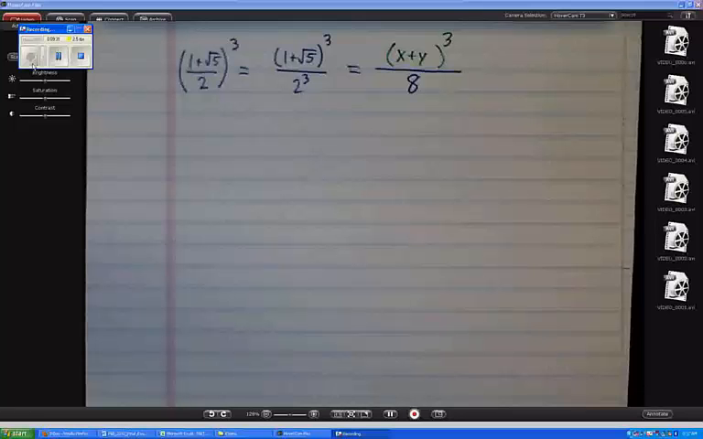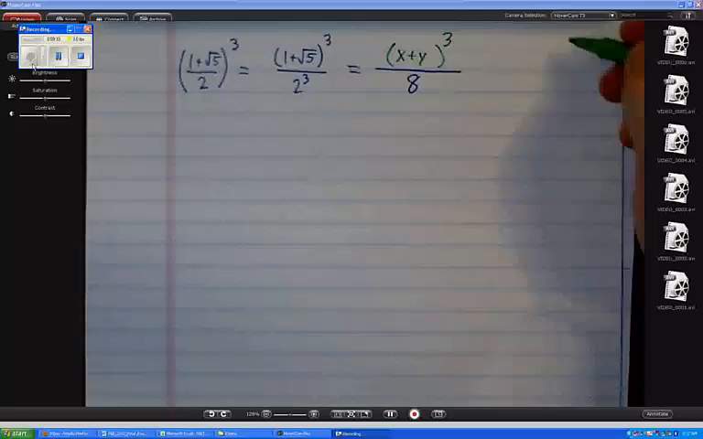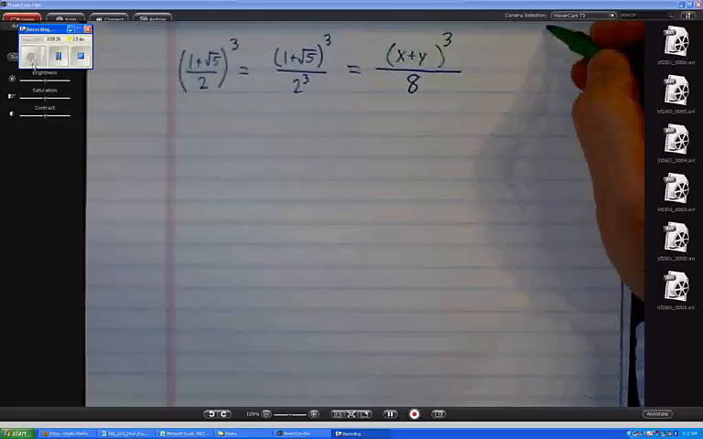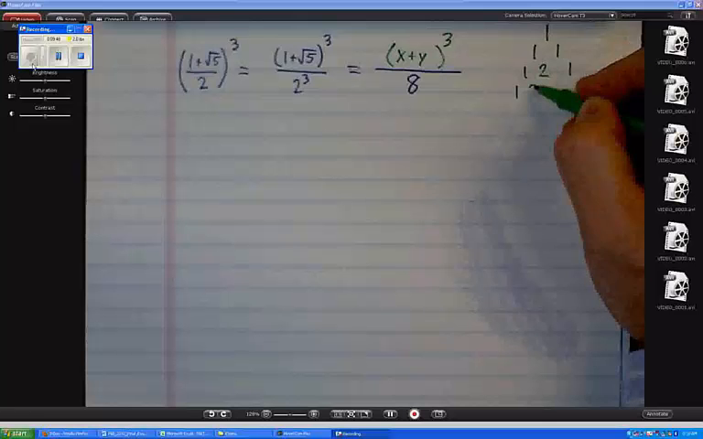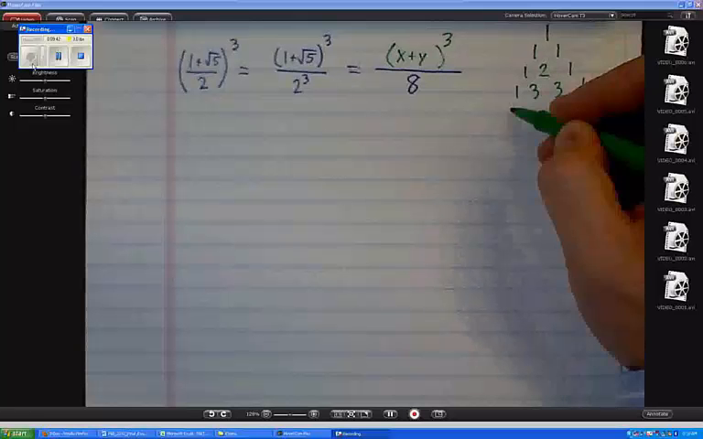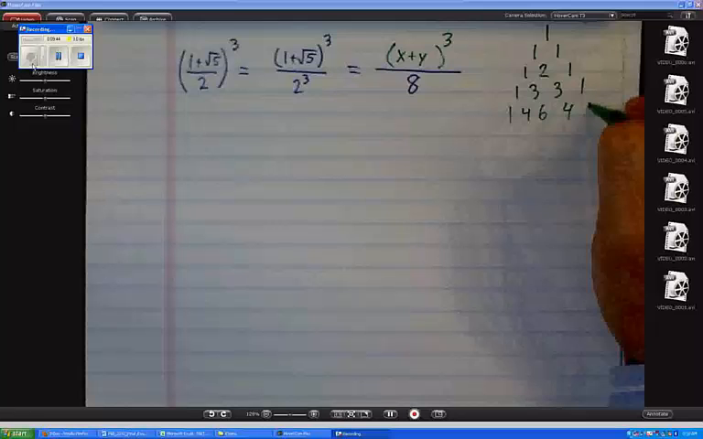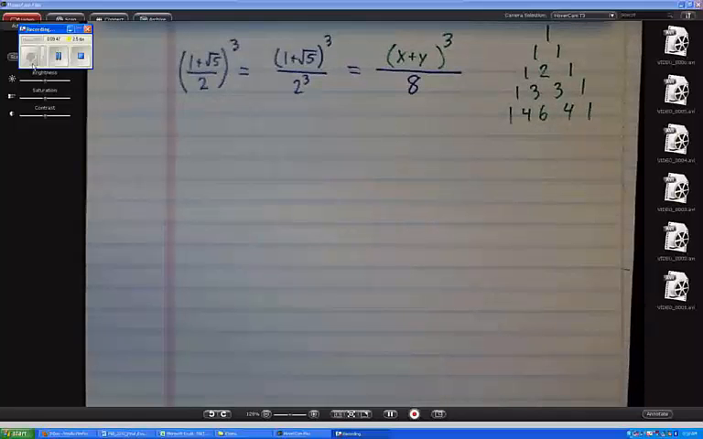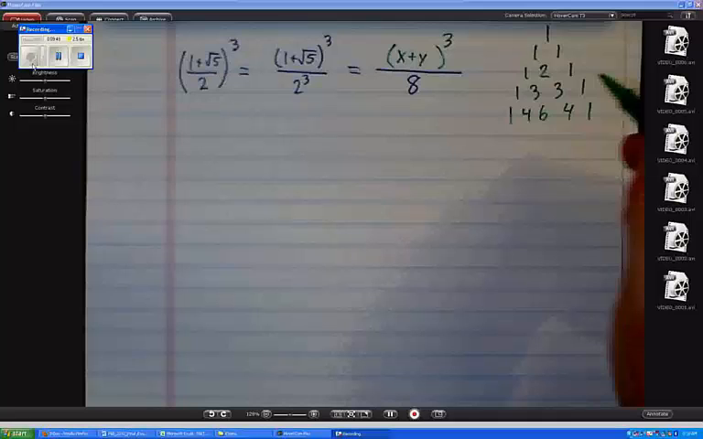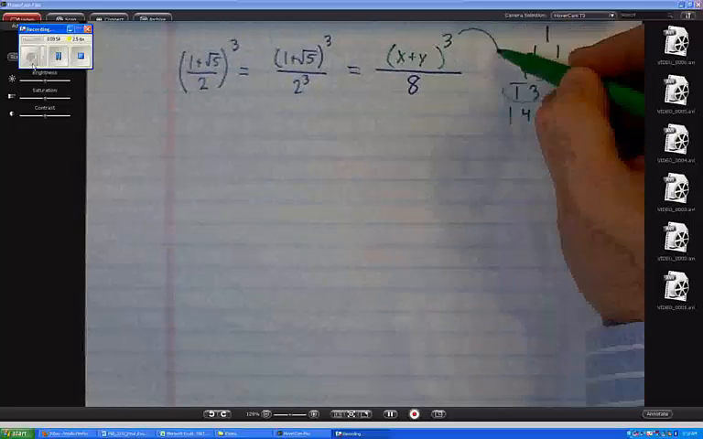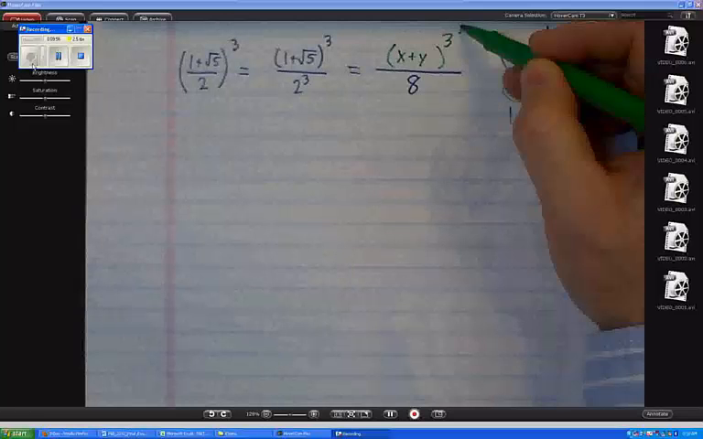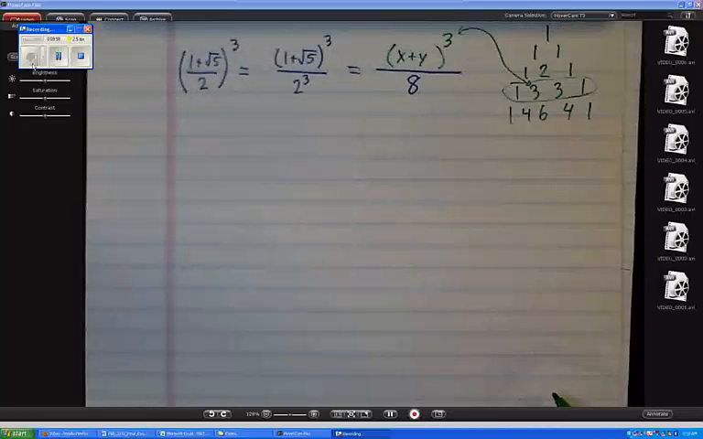Okay? So again, Pascal's triangle looks like this. 1, 1, 1, 1, 2, 1, 1, 3, 3, 1, 1, 4, 6, 4, 1. Which row do I want to use? I'm going to use the 3rd row. One nice thing is that whatever power you're raising to, that's always going to be the 2nd number of the row. Okay? So if I have x plus y to the third power, now I know how to rewrite that.